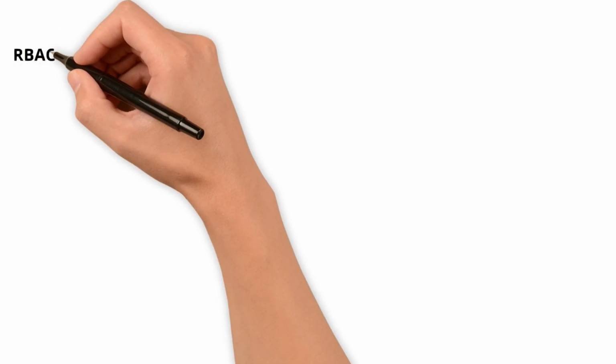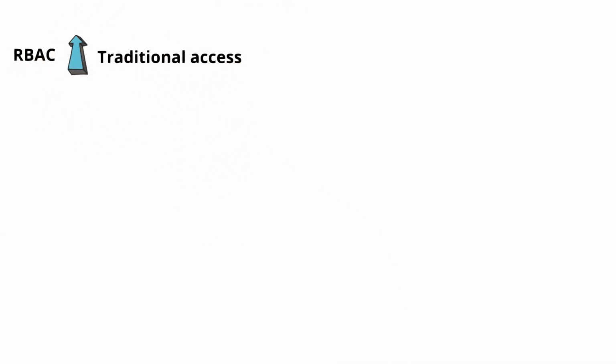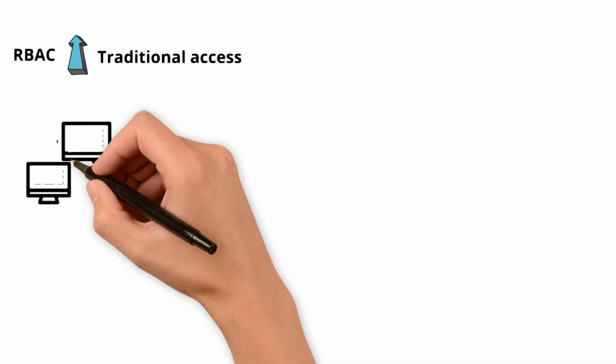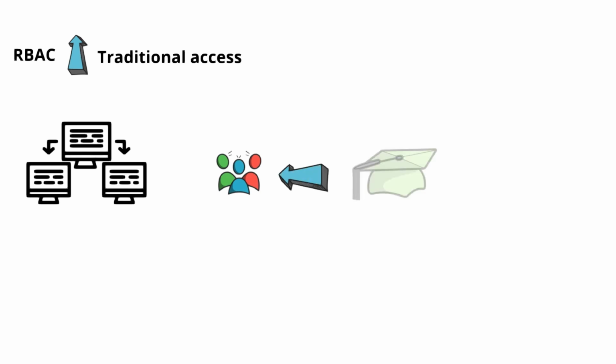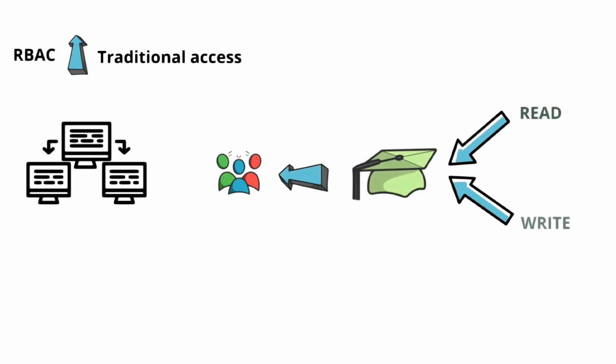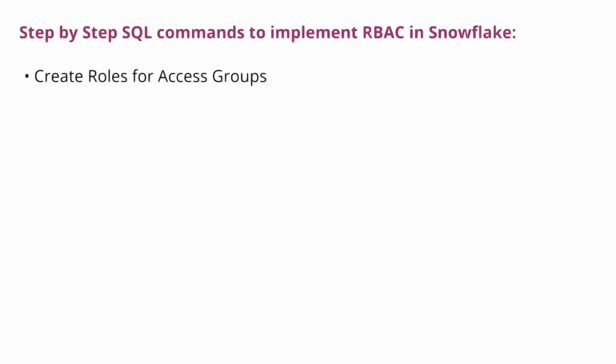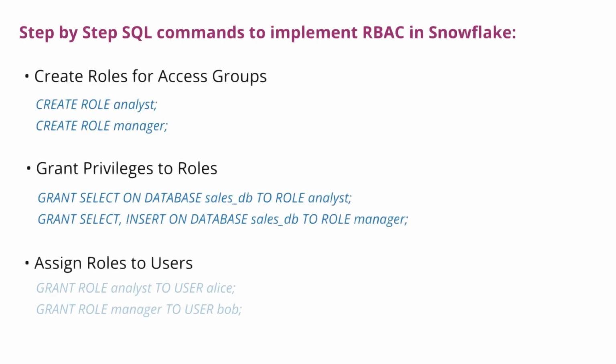How is RBAC more efficient over traditional access? Instead of assigning multiple permissions manually every time, you assign a role that already has the right permissions. All permissions are inherited automatically. Here are the step-by-step SQL commands to implement RBAC in Snowflake.